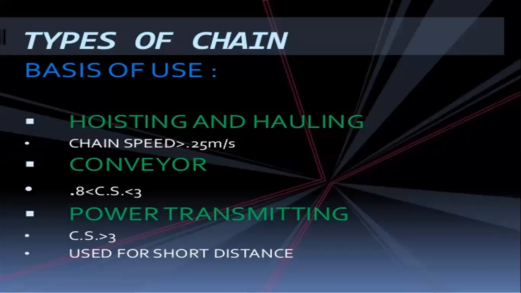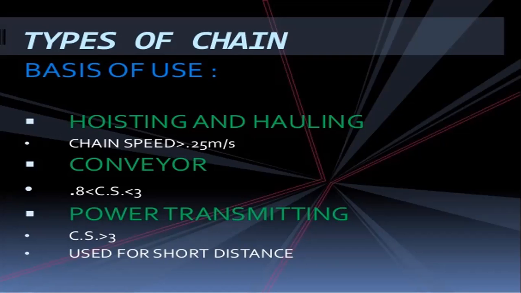Next, coming to the types of chains. The types of chains are classified on the basis of usage into three types. The first one is the hoisting and hauling chain drives, which have a very high chain speed of up to 25 meters per second.